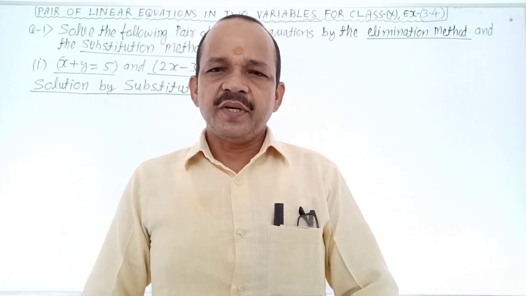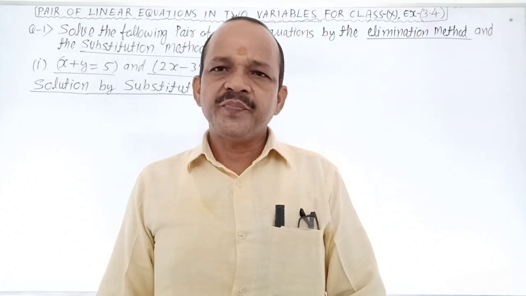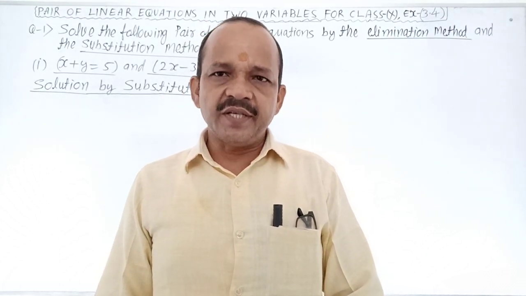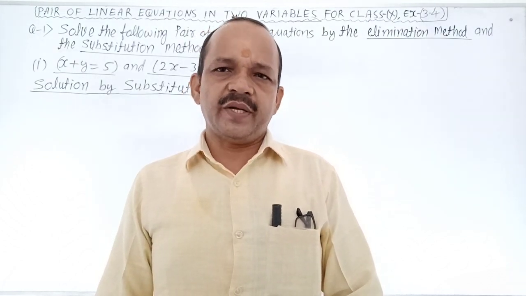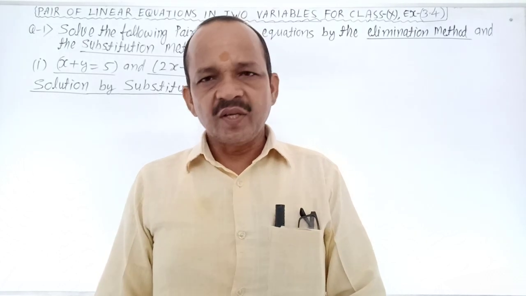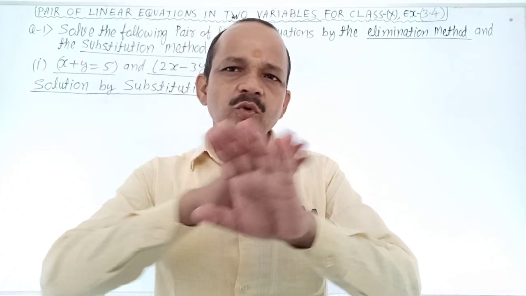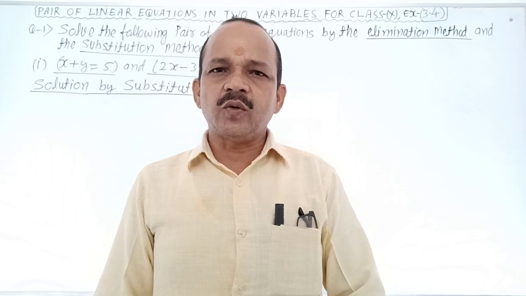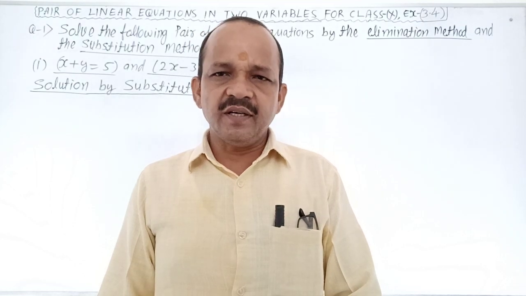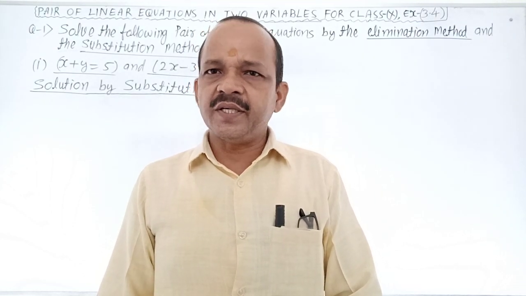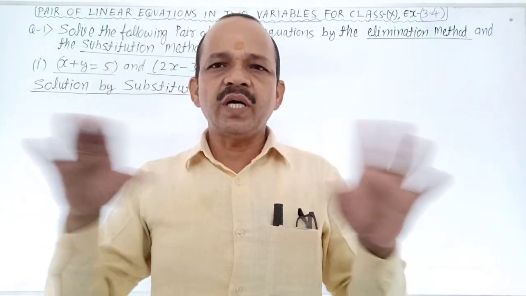Very good. If a1 by a2 is not equal to b1 by b2, then it shows intersecting lines, consistent system and unique solution. If a1 by a2 equals b1 by b2, not equal to c1 by c2, then it shows parallel lines, inconsistent system and no solution. If a1 by a2 equals b1 by b2 equals c1 by c2, then it shows coincident lines, consistent dependent system and infinitely many solutions. It is clear, no confusion about it.